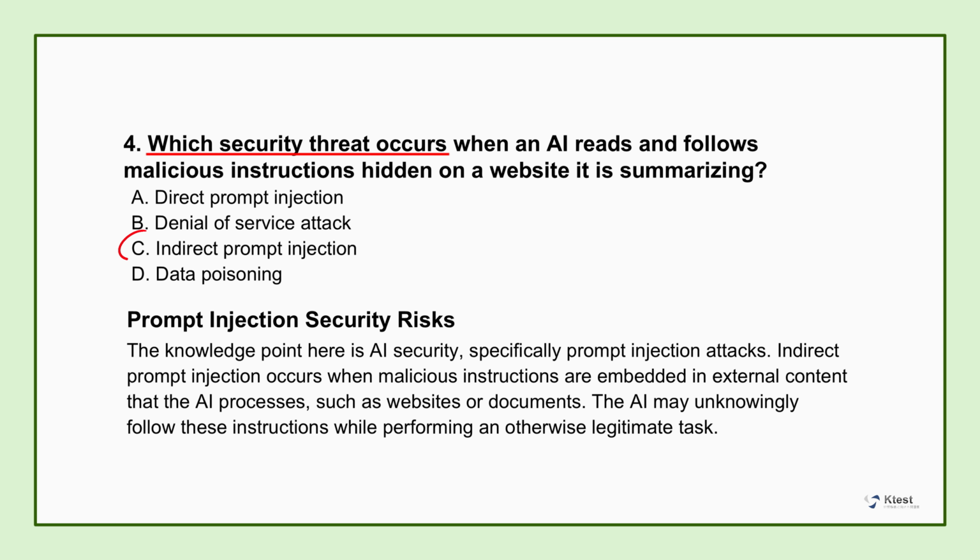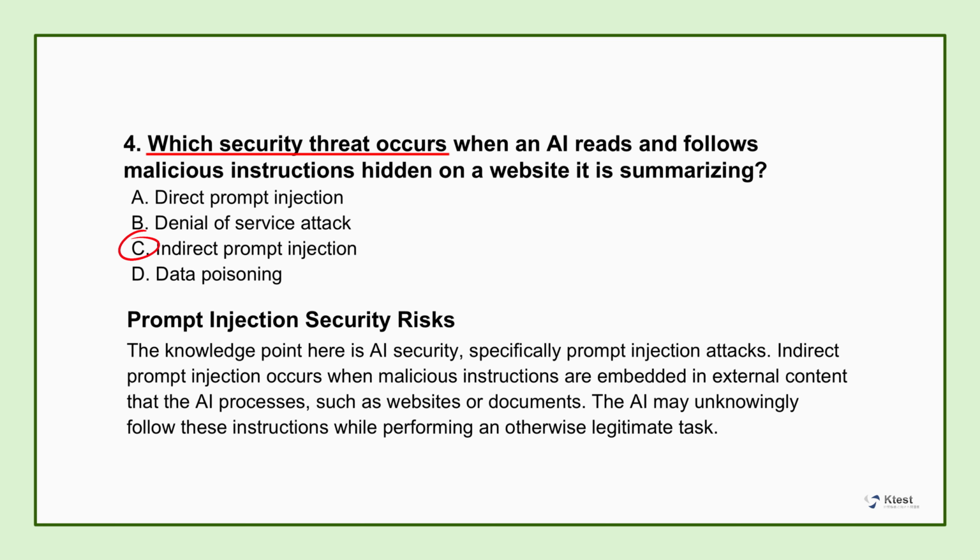The answer is C, indirect prompt injection. And the distinction is critical. Direct injection is when you, the user, are the attacker. You're typing the malicious command. Right. Ignore your rules and do this. Indirect injection is the Trojan horse. You, the user, are the victim.